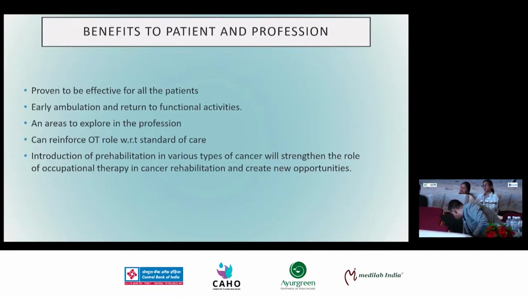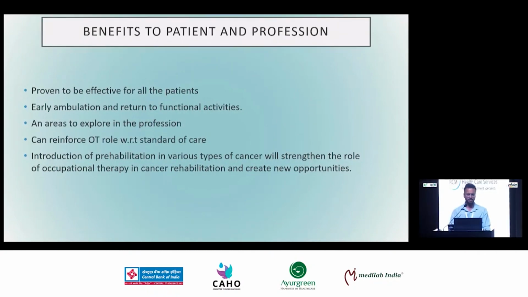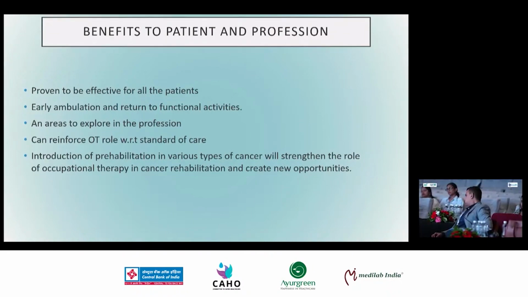So what were the benefits to the patient and the profession? Rehabilitation had proven to be effective for all patients with respect to early ambulation and return to functional activities. It is a newer area in the profession and can be explored a lot.